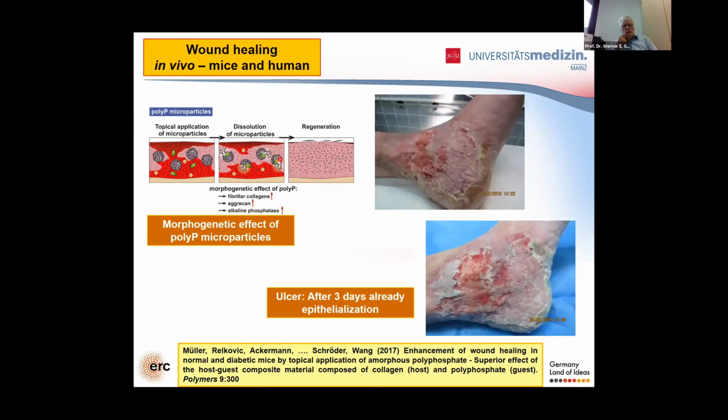And now we finished a study which showed that chronic wounds, which were not possible to heal with any kind of approach, we were able, after 2.5 months, to get a complete healing of these wounds. So polyphosphate is an extremely regeneratively active material for wound healing, and it is really astonishing. We are very much glad about this development.